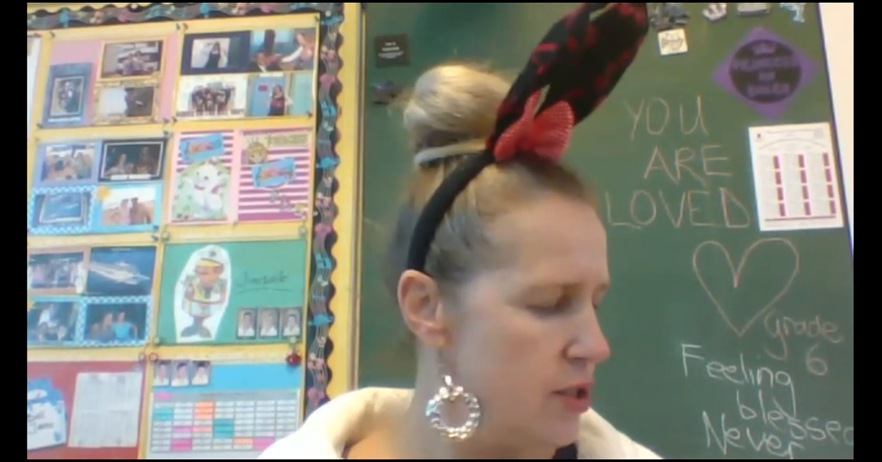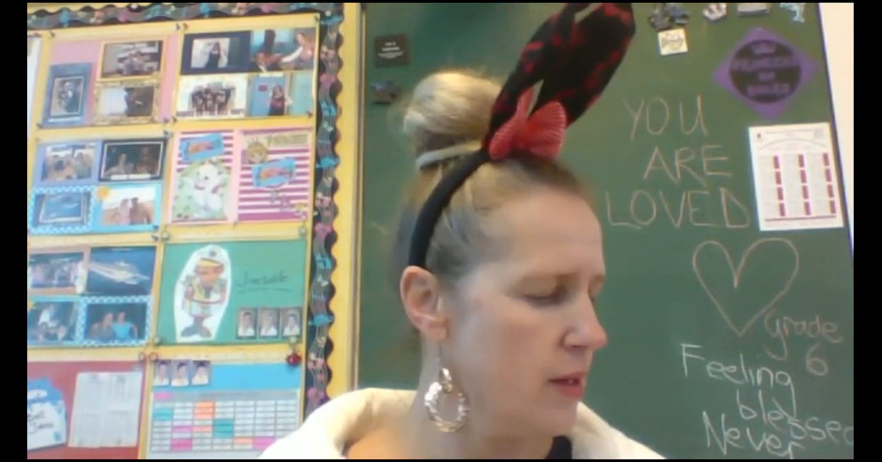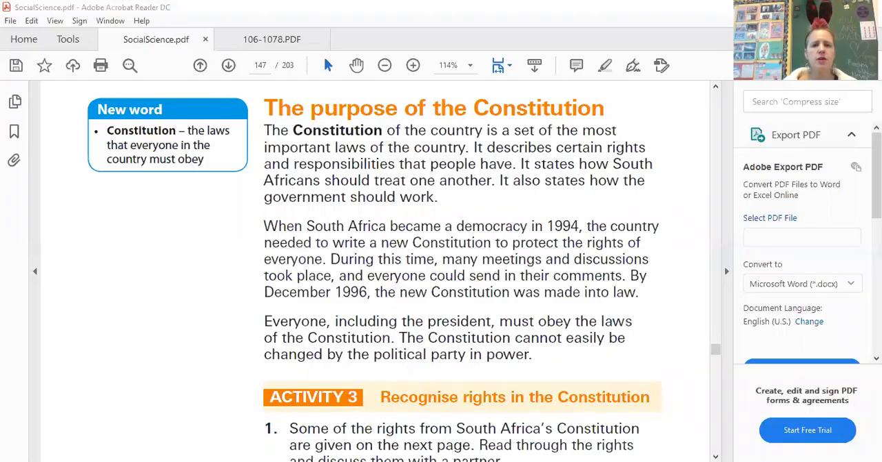All right, so page 146. Please remember those definitions. Okay, the purpose of the Constitution. Well, what is a Constitution? Let us look at the new word. Constitution: the laws that everyone in the country must obey.